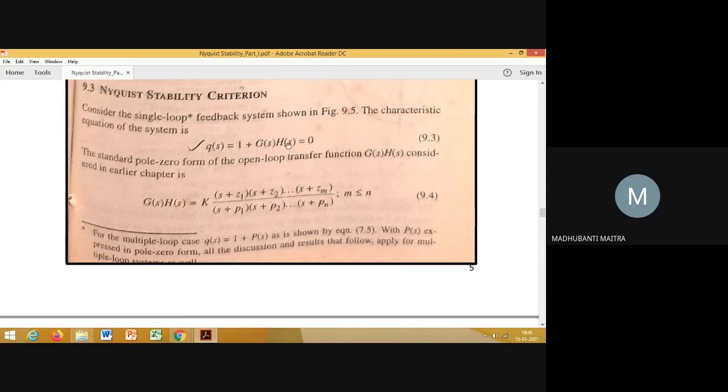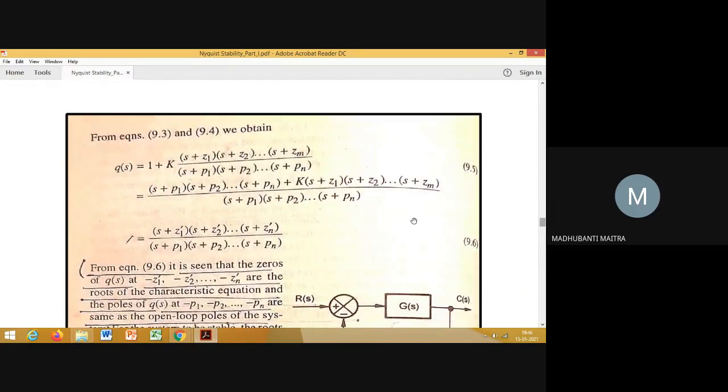So this is Q(s), which is equal to 1 plus G(s)H(s) equal to 0. From this open loop transfer function, let's obtain the characteristic equation of the system. Q(s) is equal to 1 plus K(s plus z1)(s plus z2)...(s plus zm) by (s plus p1)(s plus p2)...(s plus pn). This can be written with the denominator (s plus p1)(s plus p2)...(s plus pn), and in the numerator the first term is 1 times all this, (s plus p1)(s plus p2)...(s plus pn), plus K times (s plus z1)(s plus z2)...(s plus zm). Clear?